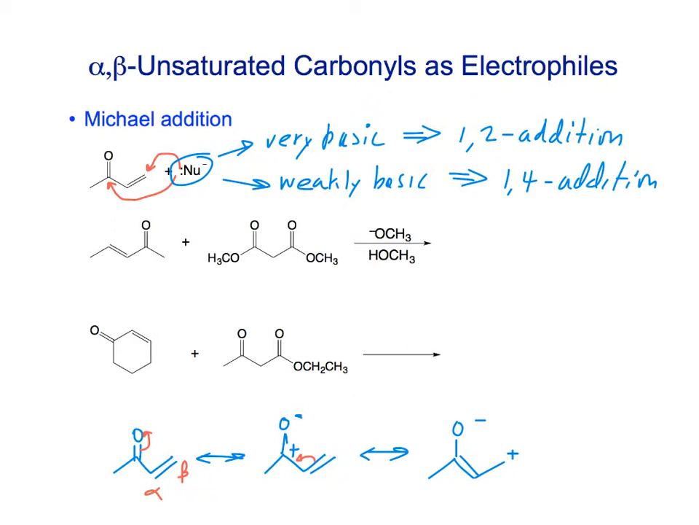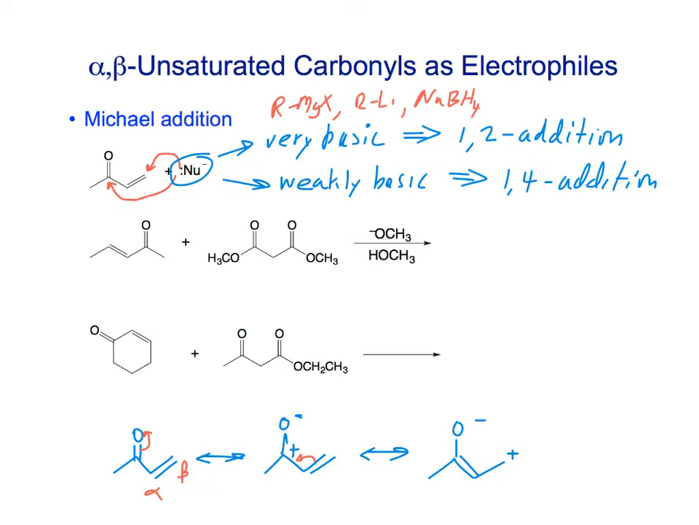Right? We saw that reactants like Grignards, and probably alkyl lithiums and hydride, so sodium borohydride or lithium aluminum hydride, these all tend to do 1-2 additions.